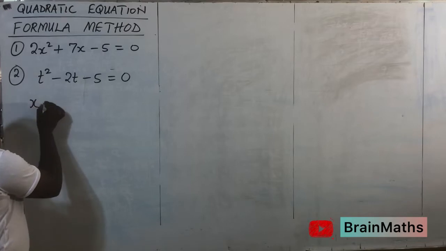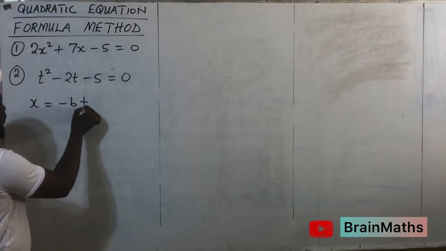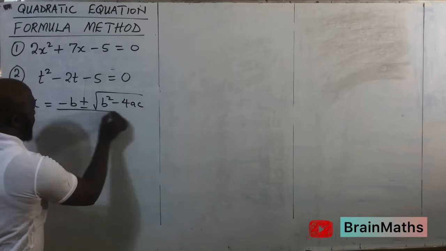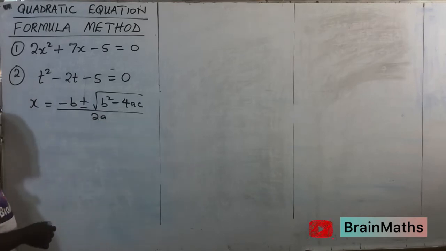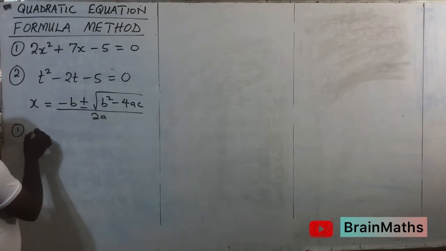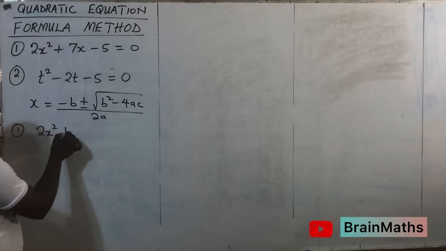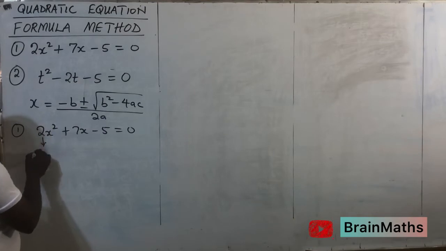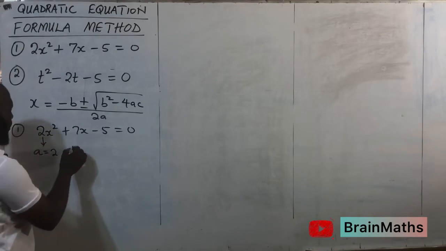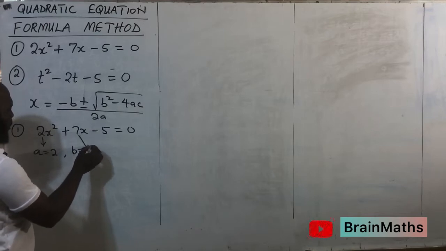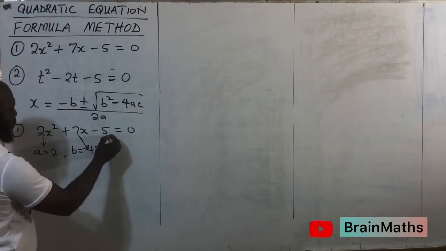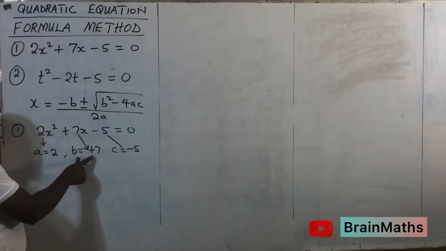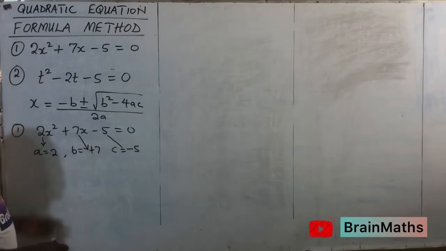Don't forget that our x equals minus b plus or minus square root of b squared minus 4ac all over 2a. So in question number 1, 2x squared plus 7x minus 5 equals 0, a is 2, b equals plus 7, and c equals minus 5. Don't forget that you have to write the sign in front of each of these factors.